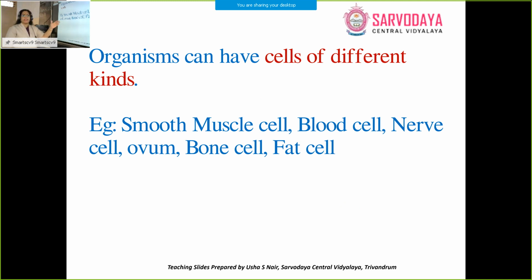Here is a common example. We can just go through it. Organisms can have cells of different kinds. For example, the smooth muscle cell we know, blood cell we know, the nerve cell, ovum, we cannot even imagine life without that, bone cell, fat cell.